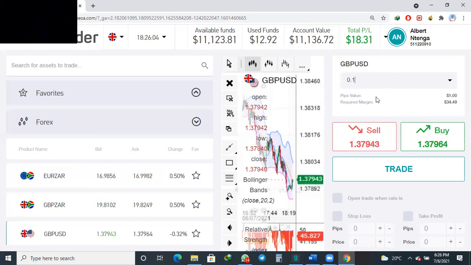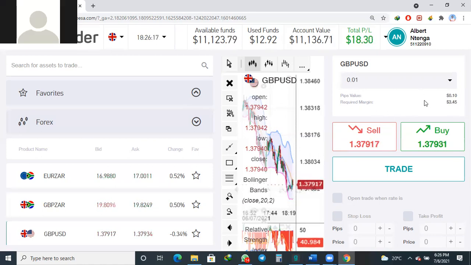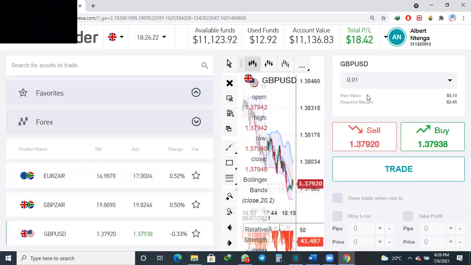Now, let's say you had a 0.01 lot size. That's my recommendation for you. The required margin is 3.45. The pip value is 0.1. It's a little amount of profit you'll get. I'm going to discuss that later. Let's say your take profit level accounted for 50 pips. Now you multiply 50 times 0.10.